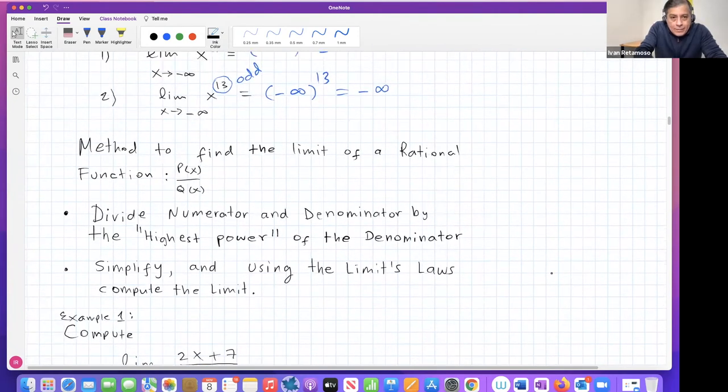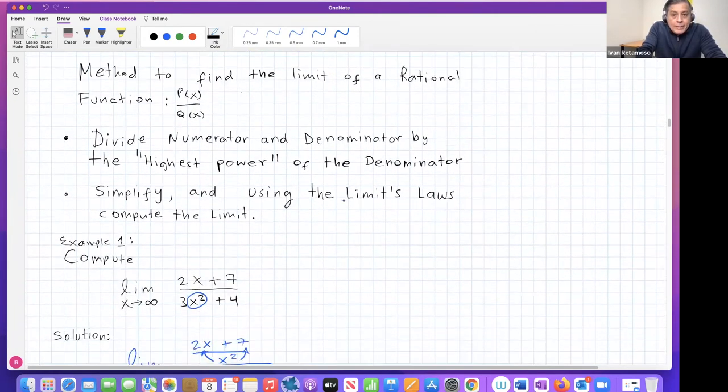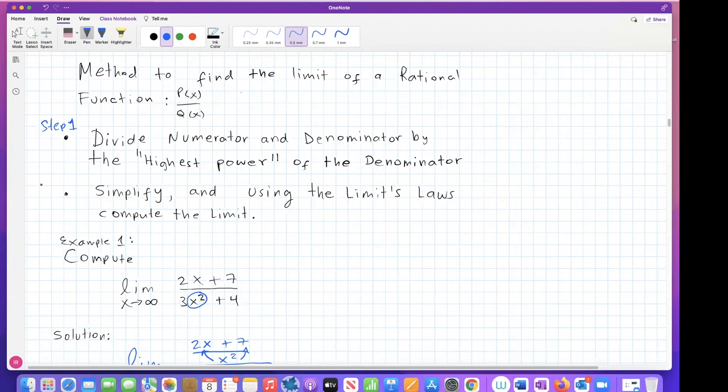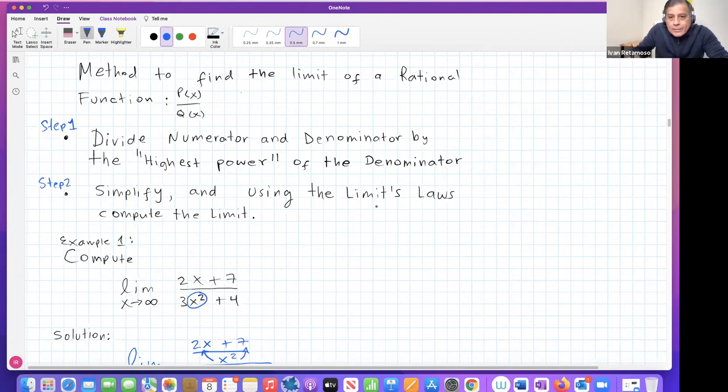We said that after doing all these calculations, we got to the point where we need a strong method to deal with any rational function in general. The method has two steps. Step one says divide both numerator and denominator by the highest power of the denominator. So you have to catch the highest power, the one having the largest exponent, which in this case is x squared. Step two says then simplify and use the limit laws that we saw before and compute the limit.